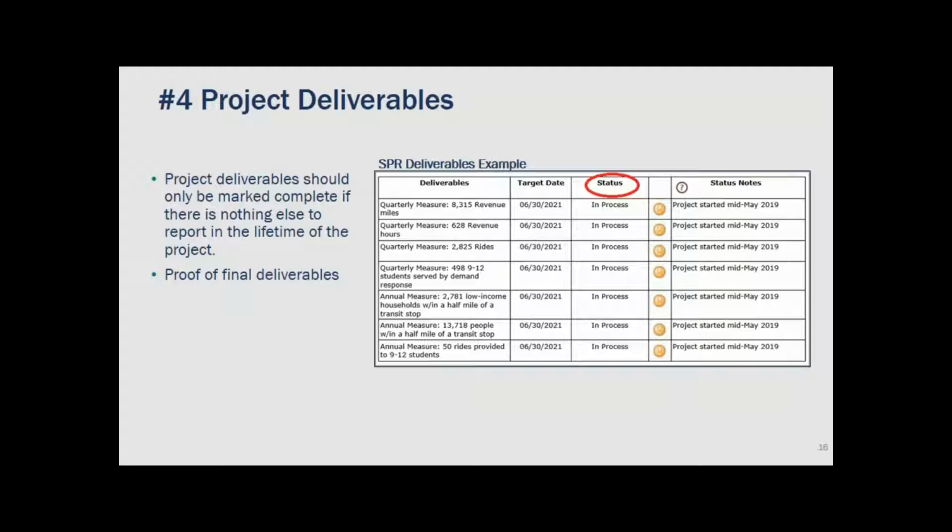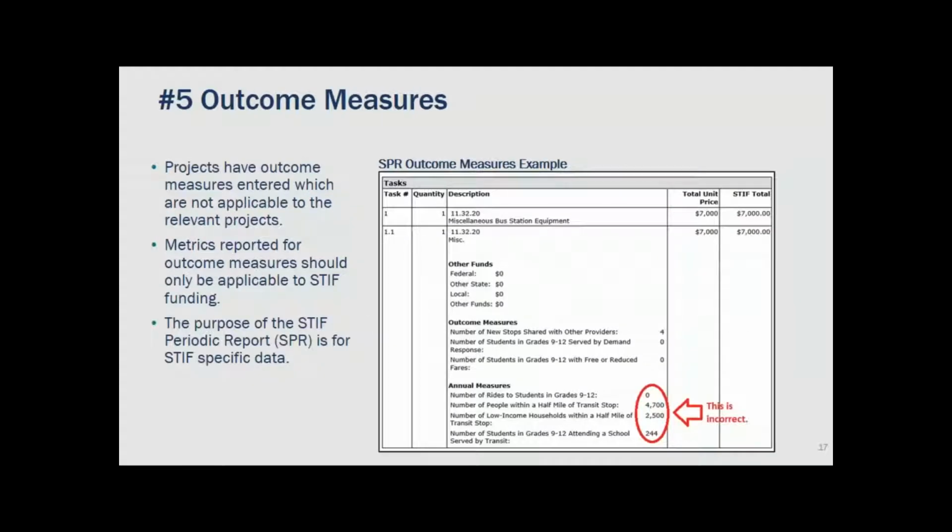So if you do report your revenue miles in the outcome section, you do not need to report them in your status notes. Correct. Great. Sorry for any confusion on that. Any others, or shall I?